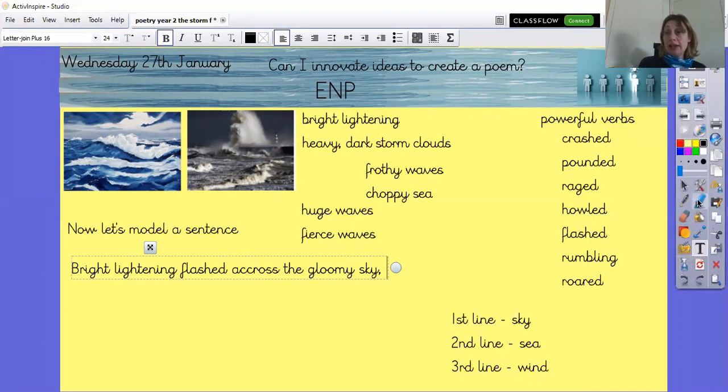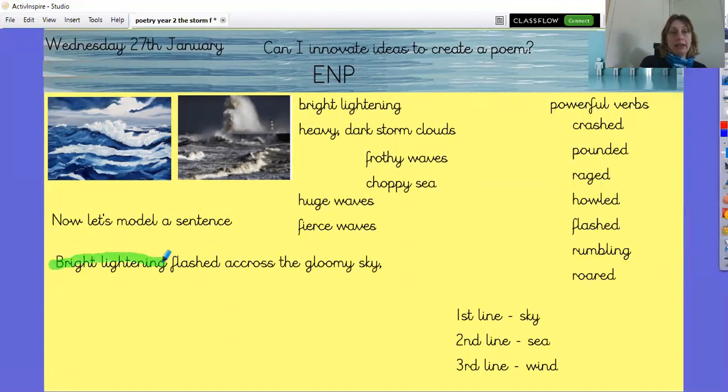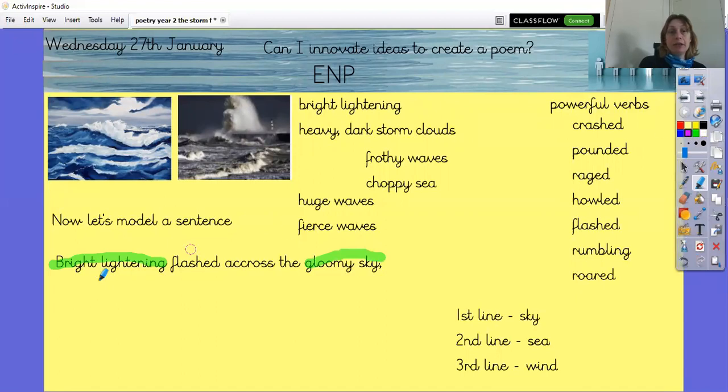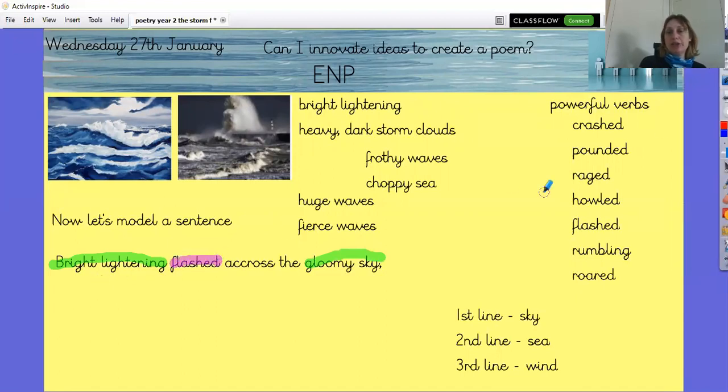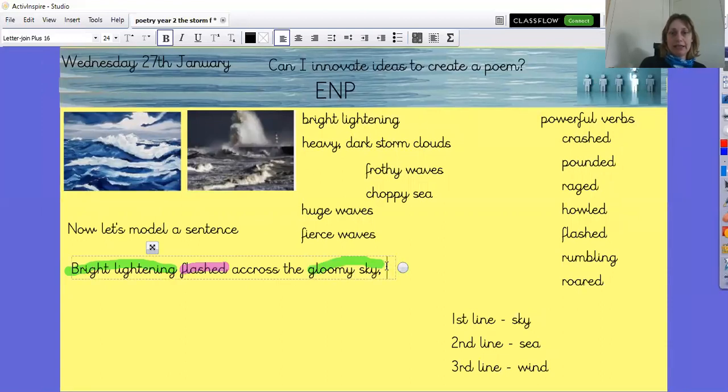So I'm just going to highlight the EMPs to show you where they are. Bright and lightning, and then gloomy sky. And then here is my verb. We've got the word flashed to show us what's happening. So yeah, not a bad start for the first line of our poem. Right, let's go and write the second line.